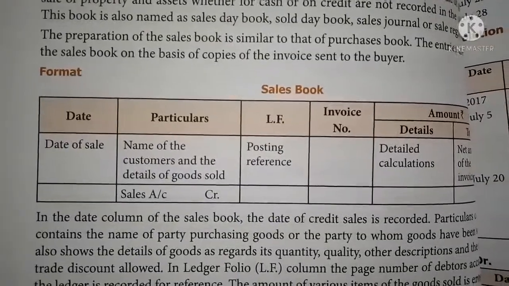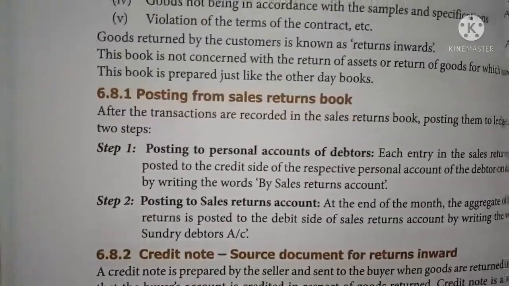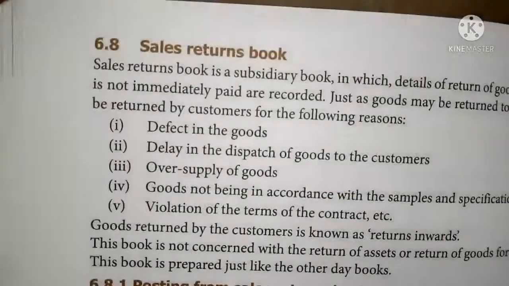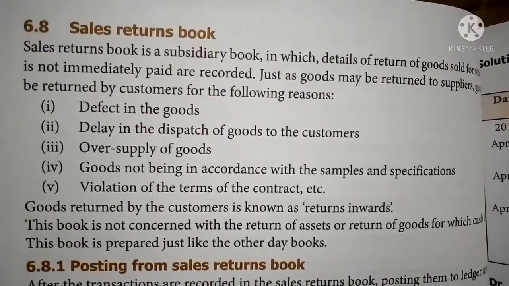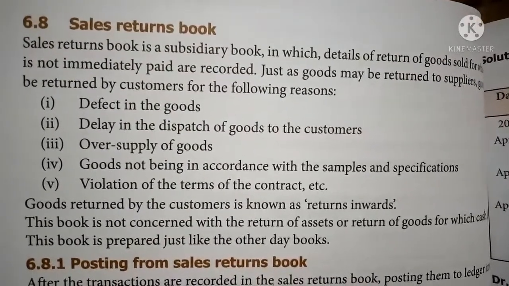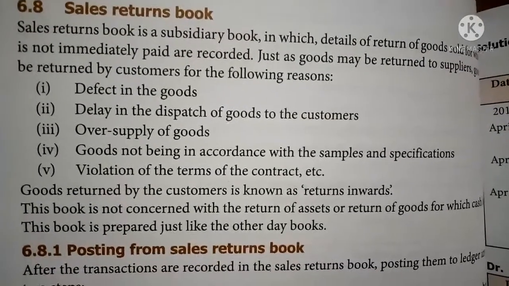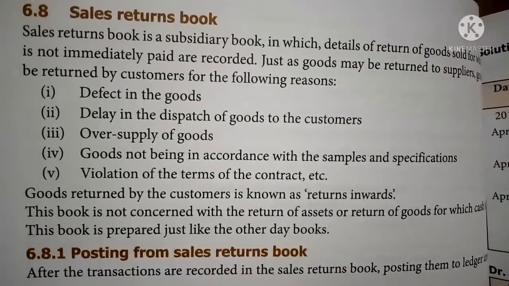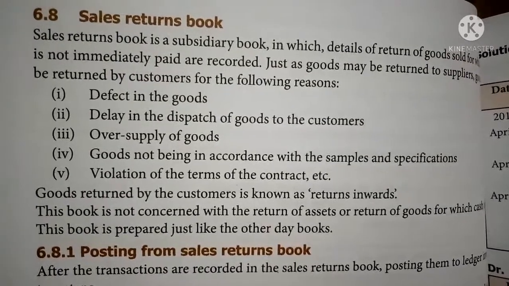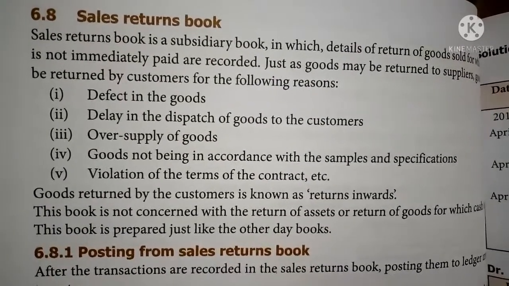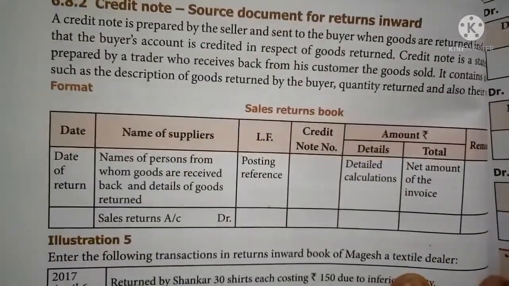Next, sales returns book. Sales returns book is also one of the subsidiary books. In this book, they should record all the goods returned by the customer. Credit sale of goods returned by the customer to the business people, that return will be recorded in this sales returns book. It is also called as return inward book, and it is a specimen of sales returns book.